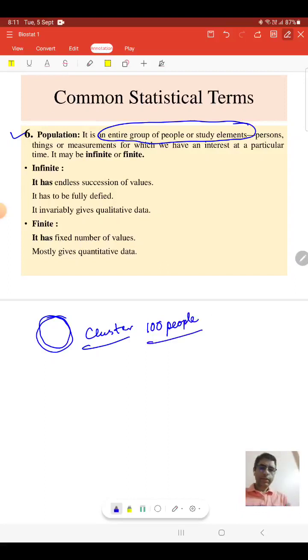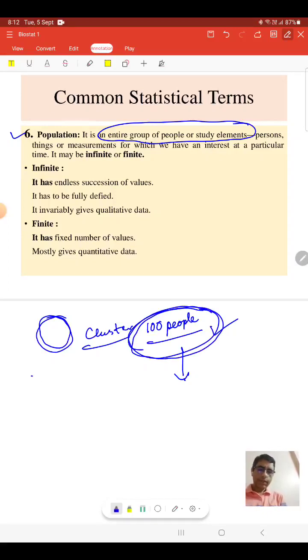We shall take various measurements and observations from these observational units. So a total of 100 observational units will be measured. This is our population, the study population. Out of that, another terminology comes: what is a sample? We shall come to that.